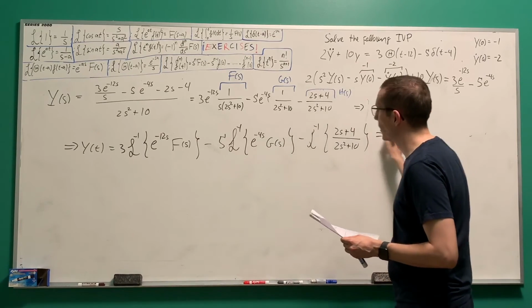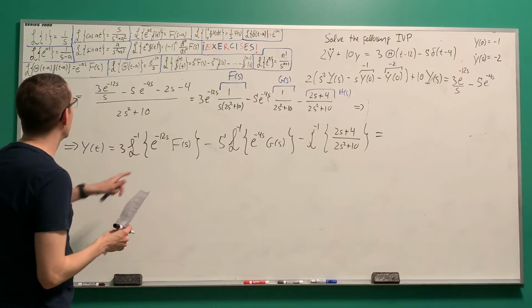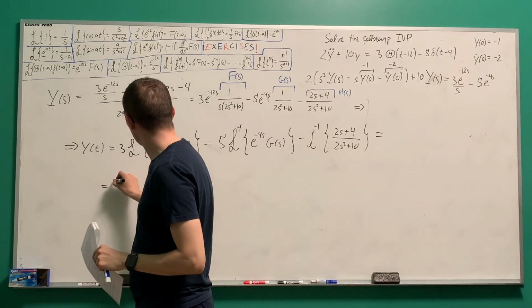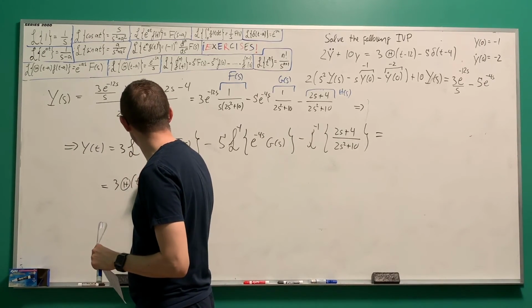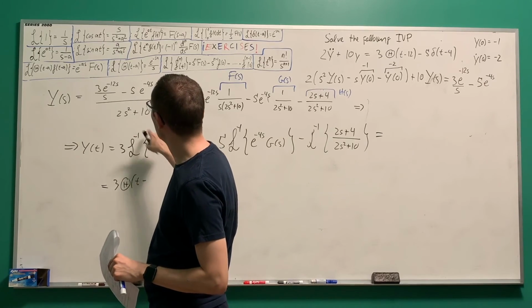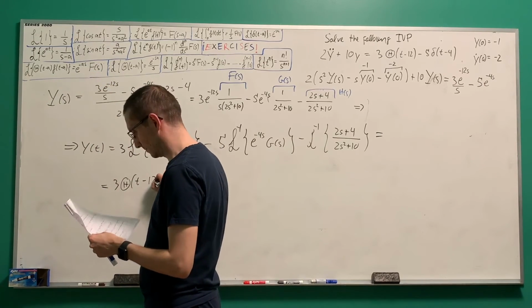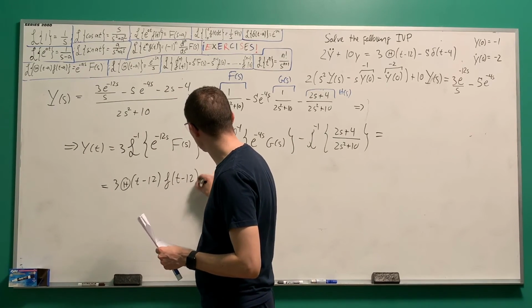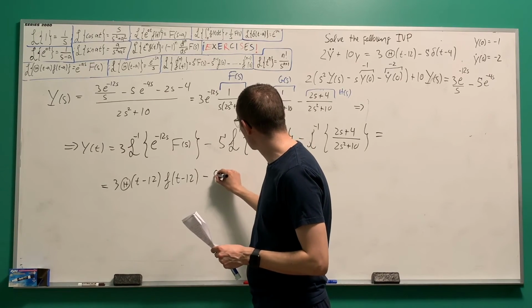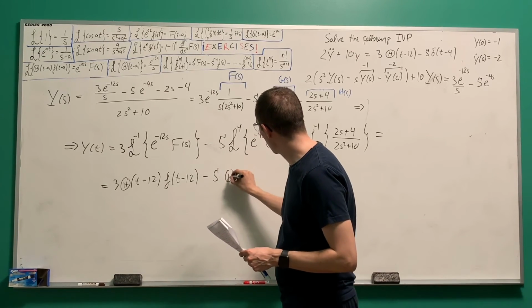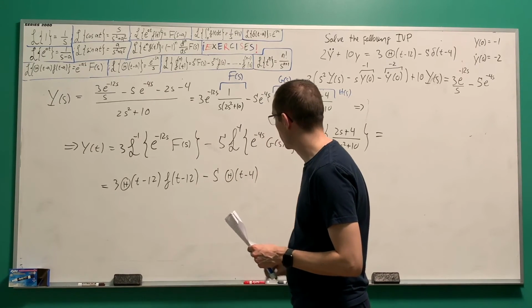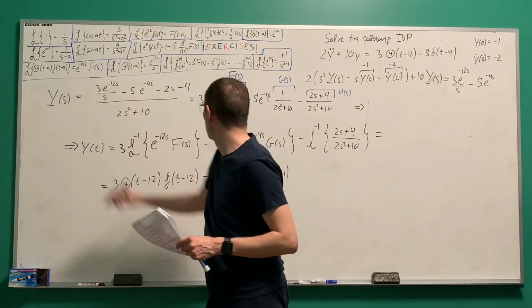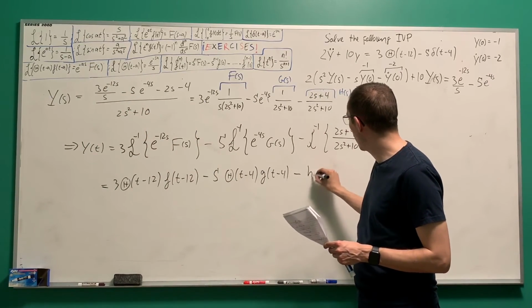Now, of course, that means the second shift theorem tells me that this thing is going to be 3 times the Heaviside of t minus 12, since the exponential is at 12 here, and then I'm going to get small f of t minus 12. Then minus 5, same thing, Heaviside of t minus 4, and then the small g of t minus 4, using this. And then finally, minus h of t.